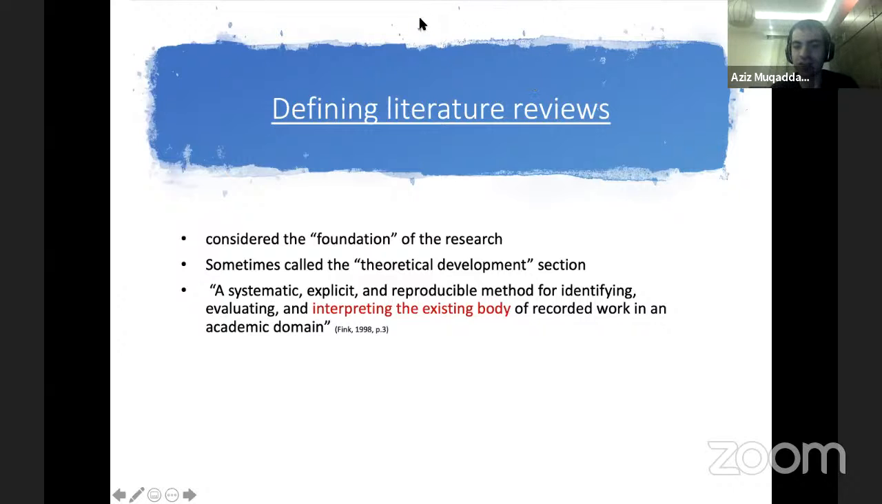The literature review is a systematic, explicit, reproducible method for identifying, evaluating, and interpreting the existing body of research. So, the existing body of work in an academic domain. And by academic domain, I mean whatever field you're studying. So you're studying technology effects, mass media, marketing, advertising effects, celebrity culture, you name it. Whatever domain you're studying, you're reviewing what existing work has been done before you.